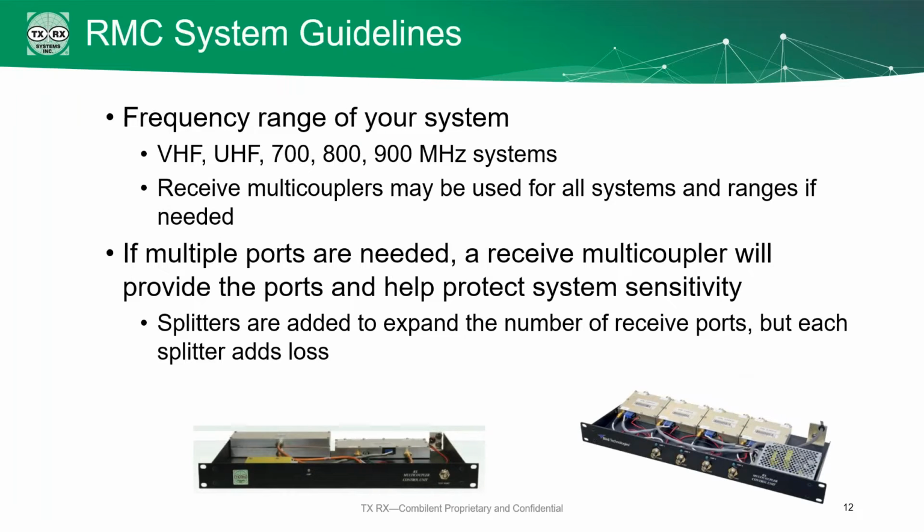RMCs can be used in VHF, UHF, 700, 800, or 900 megahertz systems. They're used for all systems and all ranges if needed. Again, we have multiple ports, so we can have one receive multicoupler providing up to 32 different outputs so that you can put as many radios on your system as you want. We can add further splitters, but each time we add a splitter, we're adding a loss inside of our system.